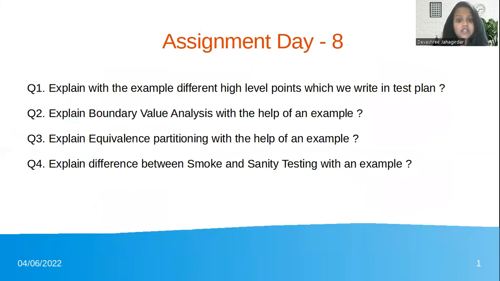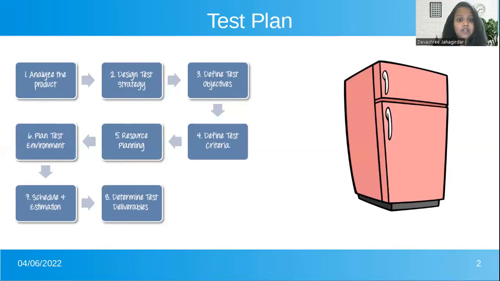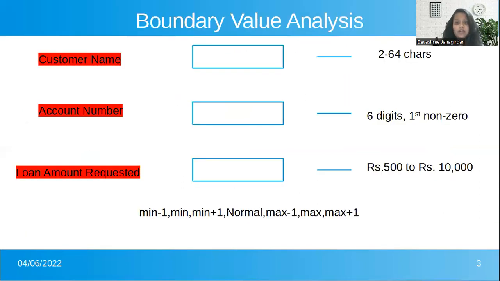Explain boundary value analysis with the help of an example. So what is boundary value analysis? It is a black box testing method. Many a times the application fails on the boundaries or the extreme points of the application, right? Extreme point means the minimum and the maximum value. So in boundary value analysis, we particularly work on the extreme conditions of that application.